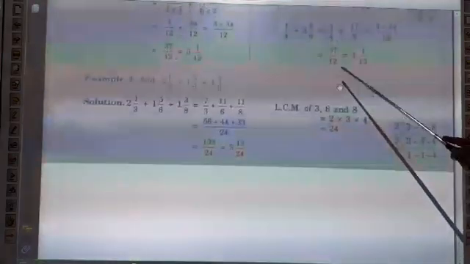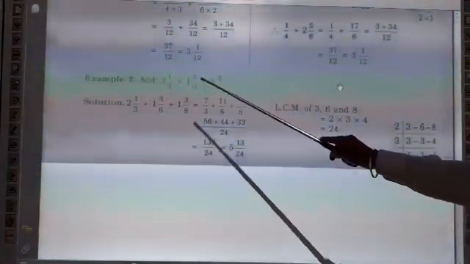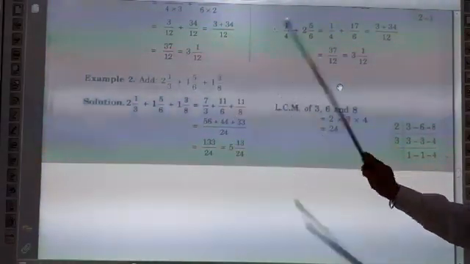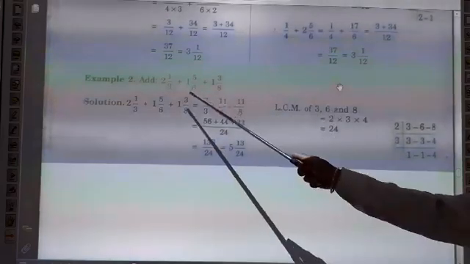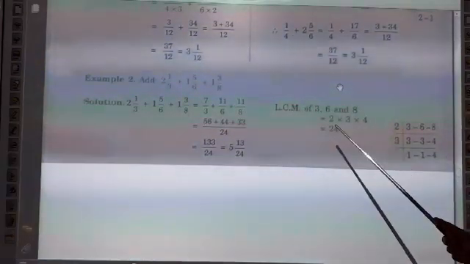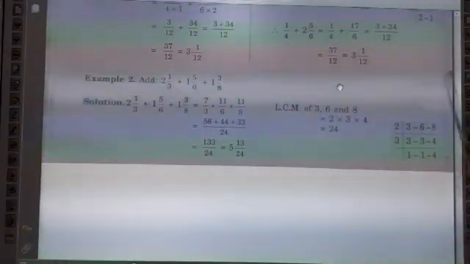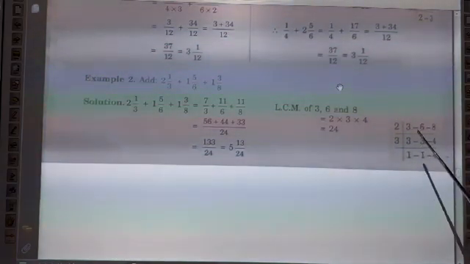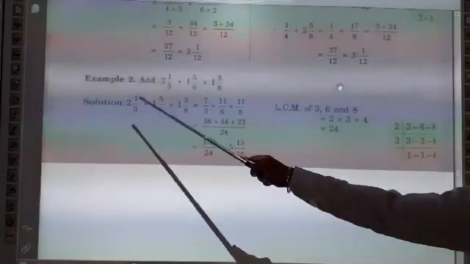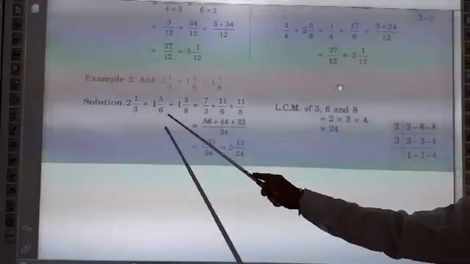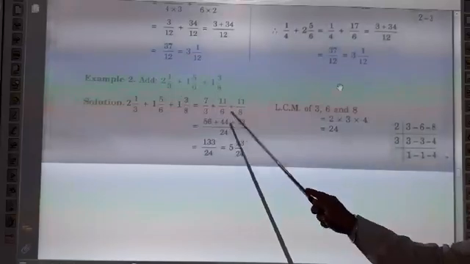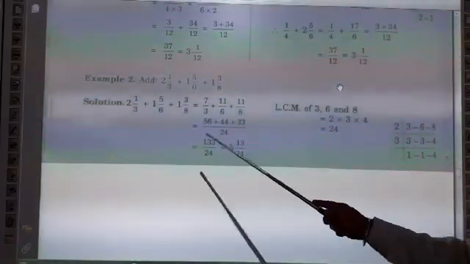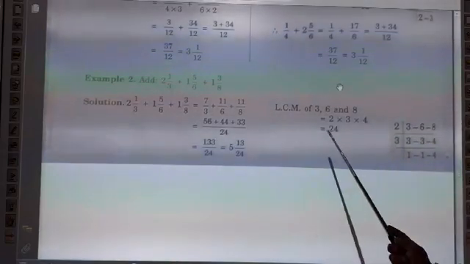Now second example: add 2 1 upon 3 plus 1 5 upon 6 plus 1 3 by 8. LCM of 3, 6 and 8 is equal to 2 multiplied by 3 multiplied by 4, which is equal to 24. Look here. 2 1 upon 3 is 7 upon 3, plus 1 5 upon 6 is 11 upon 6, plus 1 3 upon 8 is 11 upon 8. Now LCM is 24.